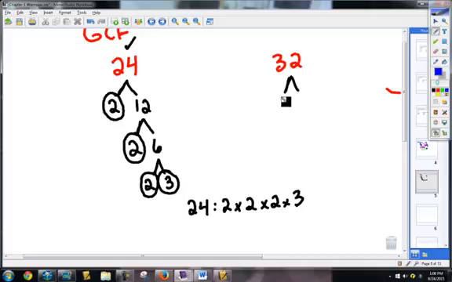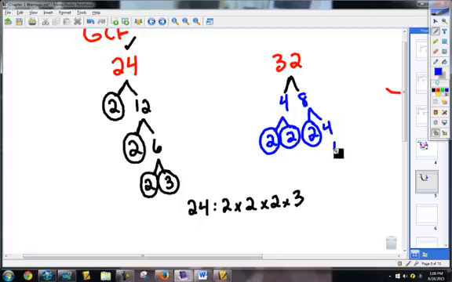Now I'm going to do 4 and 8 here. Neither of those are prime, so I'm going to break them down further. This is going to break down to 2 and 2, which are both prime. Okay. 8 would break down to 2 and 4, 2 being prime. And then 4 would break down to 2 and 2. And then make sure you're circling them.